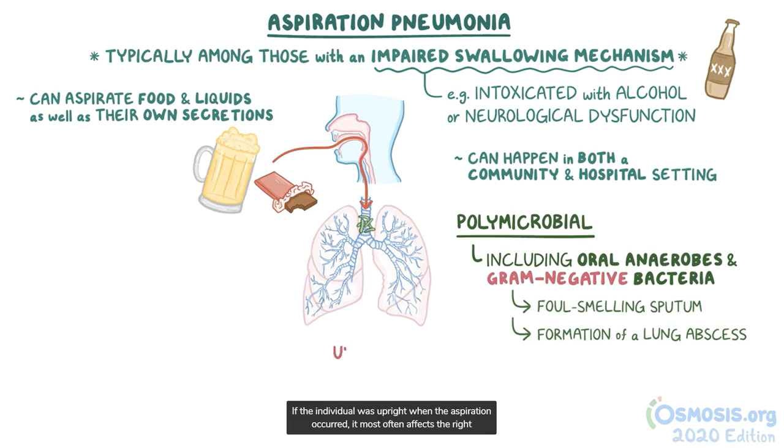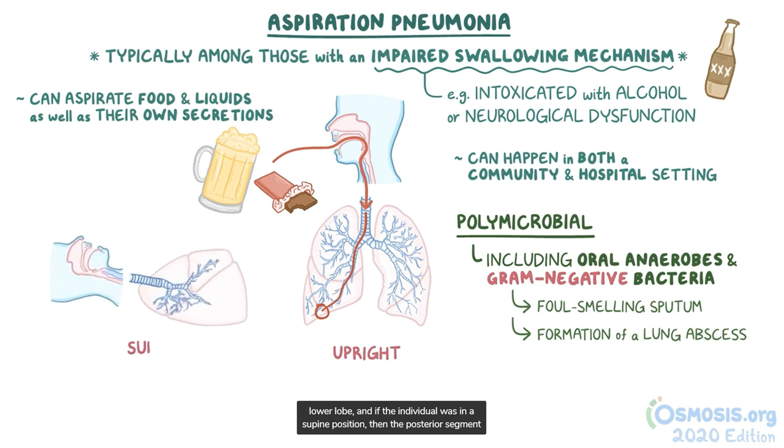If the individual was upright when the aspiration happened, it most often affects the right lower lobe, and if the individual was in a supine position, then the posterior segment of the right upper lobe is most often affected.